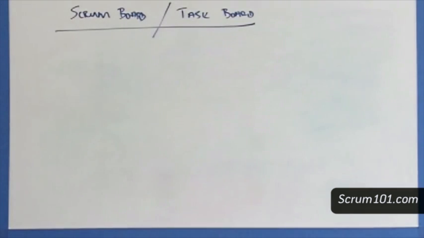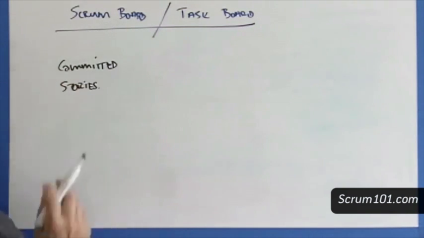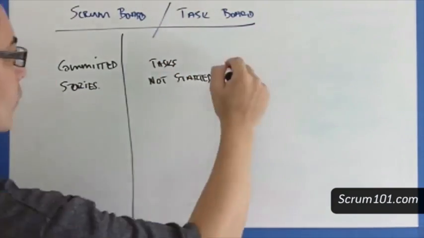I'm going to create a very simple task board with just 4 columns. I'll start with a column for user stories, a column for tasks not started, a column for work in progress, and finally a column for tasks completed.